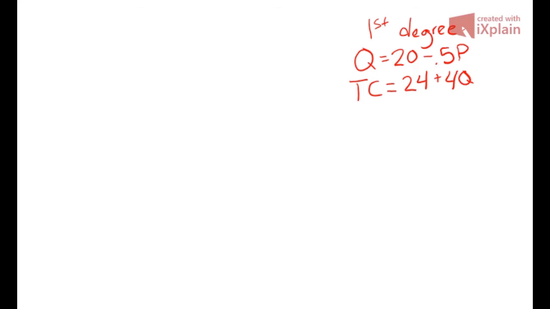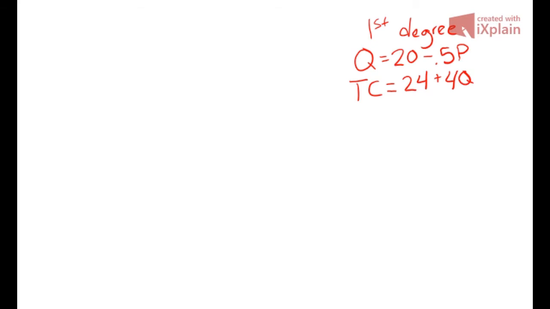Okay, so the question reads, suppose a profit maximizing monopolist is able to engage in perfect, i.e. first degree price discrimination and faces a demand curve for its product given Q equals 20 minus 0.5p. The monopolist has a total cost function of TC equals 24 plus 4Q. How much will the monopolist's profits be?